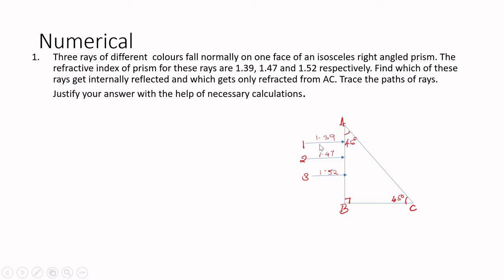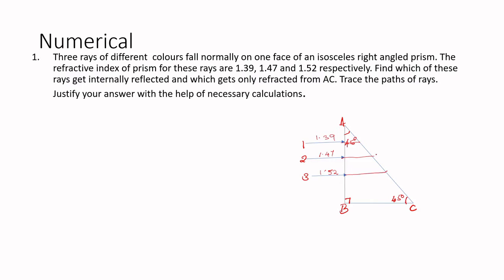So as you know, these are the rays 1, 2, 3 marked in the diagram. It's an isosceles right triangle, so the angles are 45 degrees, 90 degrees and 45 degrees. Now the rays are falling normally on the face AB, so they will go straight from this line, straight over here.